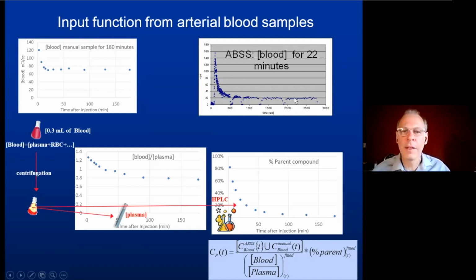We run the automatic blood sample system only for 22 minutes after injection. That is when the activity in blood changes very quickly. After that, the activity in blood starts to change more slowly. So rather than pumping blood continuously, we take a few samples along the time. And if we merge the information of the automatic blood sample system with the manual samples, we are able to make a time activity curve of the blood.